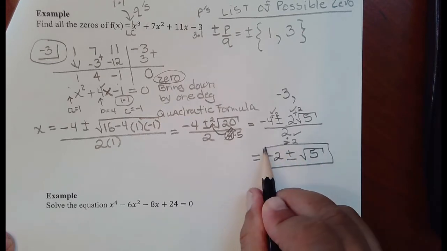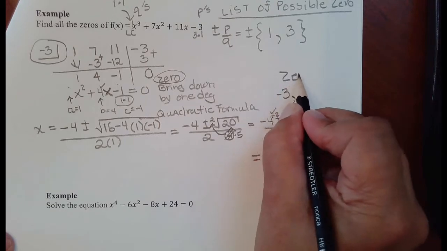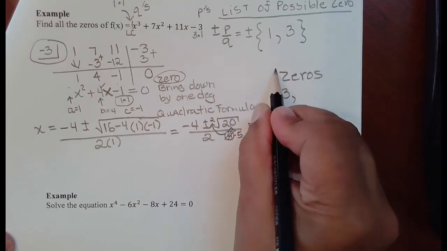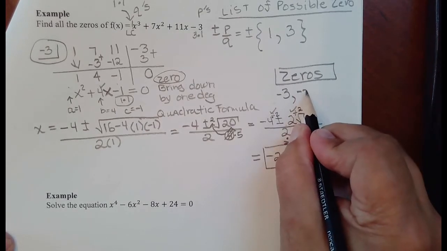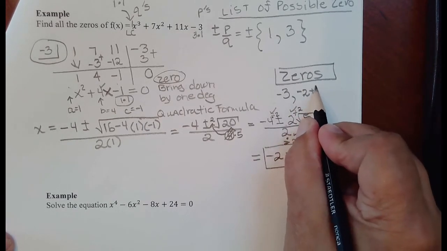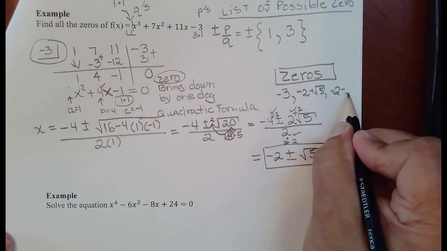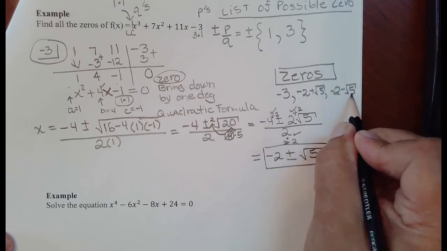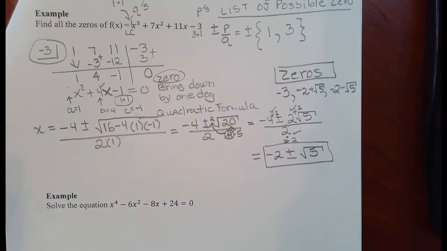So now you have 2 other zeros. So you know that your zeros for this particular problem are -3, -2 plus square root of 5, and then -2 minus square root of 5. And those are the 3 zeros. You'll just feed them into MyMathLab separated by commas.